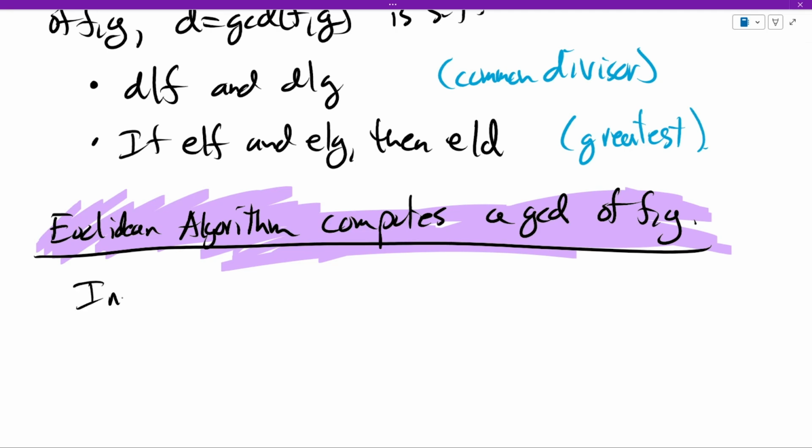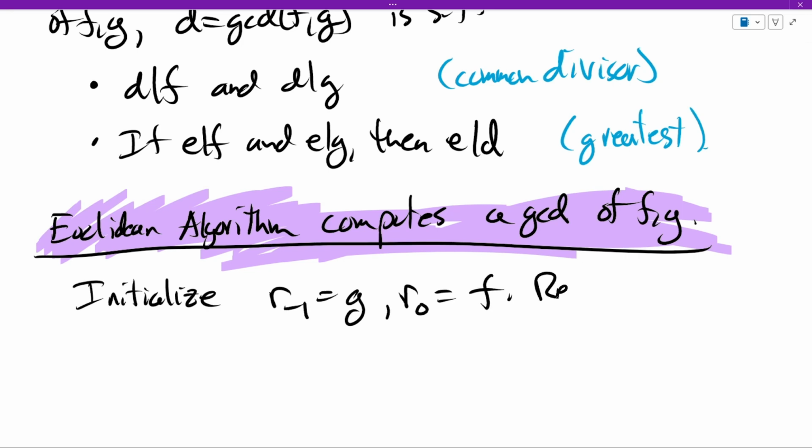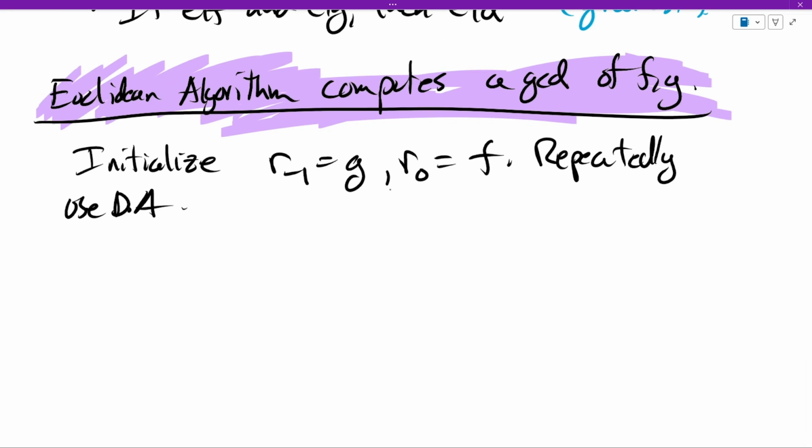So we're going to initialize r negative 1 to be g, just to keep with the notation sequencing from earlier, and r0 to be f. We're going to repeatedly then use the division algorithm. We're going to use it firstly to divide r0 into r negative 1. So when we do that, we have some quotient, which I'm going to call q1, and some remainder that I'm going to call r1. So really here, this is g and this is f. So we do one division.